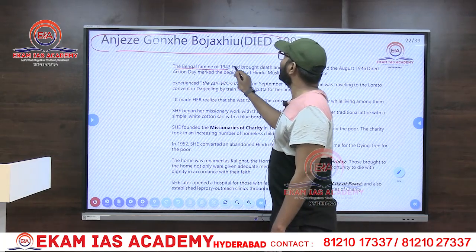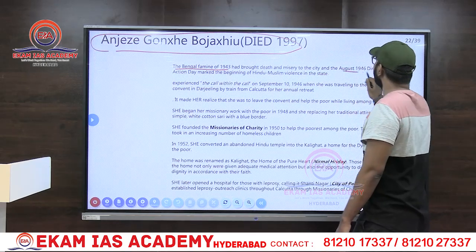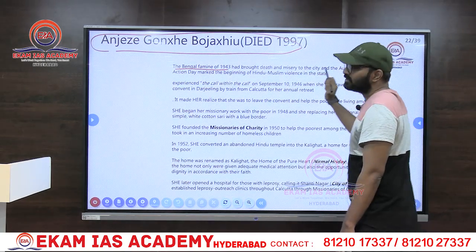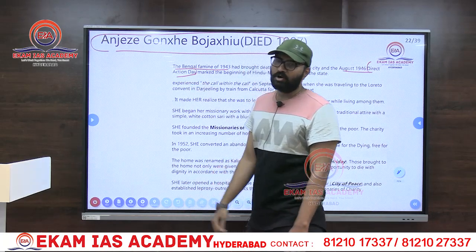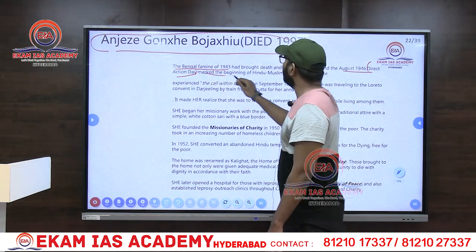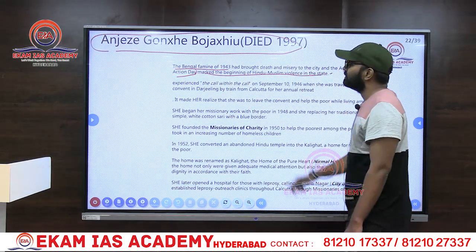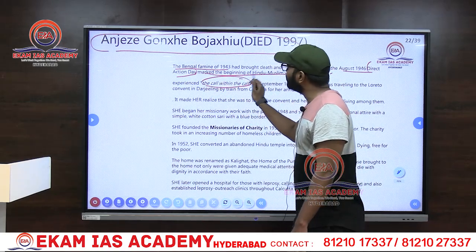The Bengal famine of 1943 had brought death and misery to the city, and August 1946 was declared what? Direct Action Day. You know this thing, right? Obvious. Direct Action Day on what? They want independence. Muslim League has declared all these things. Marked the beginning of Hindu-Muslim violence in the state. Experiences the call within call. Just remember these points. Call within call.